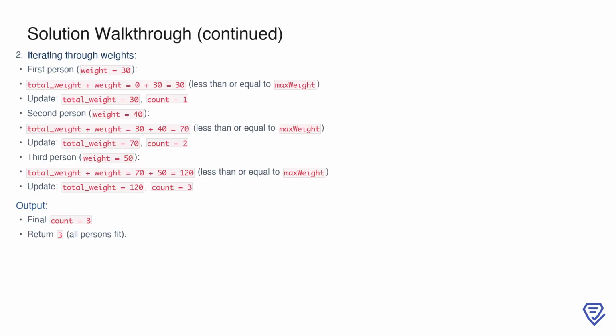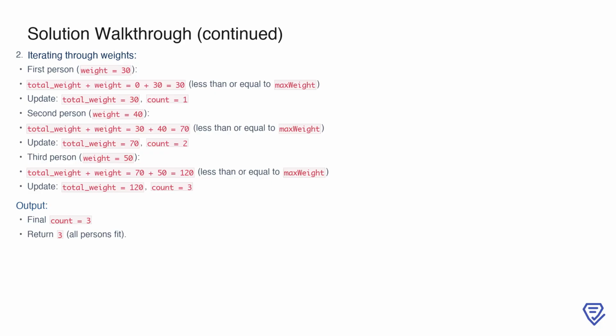Adding this to total_weight gives 30, which is within the max weight of 200. We update total_weight to 30 and increment count to 1. The second person has a weight of 40, and adding this results in 70, which is still within the limit. We update total_weight to 70 and increment count to 2. The third person weighs 50, and adding this to total_weight gives 120, which remains under the max weight. We update total_weight to 120 and increment count to 3.